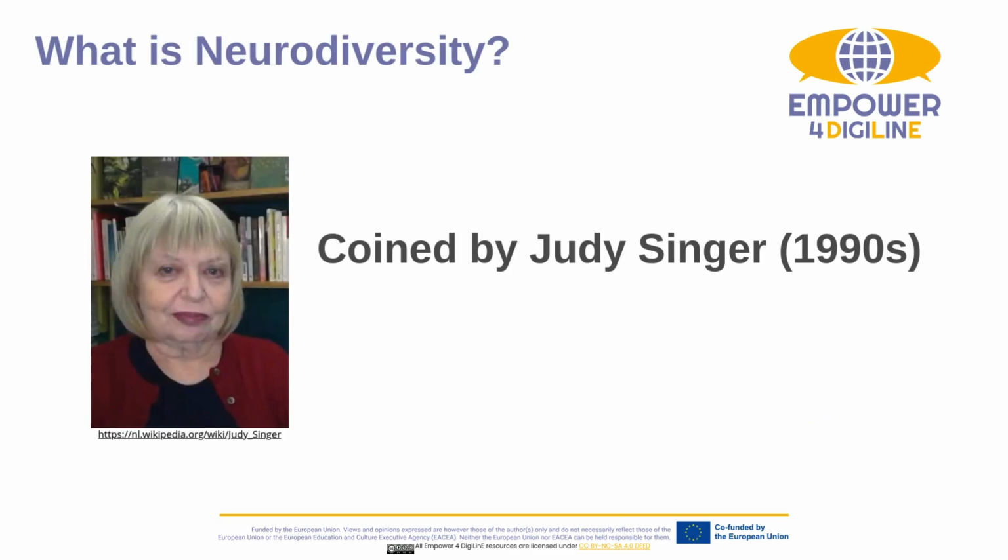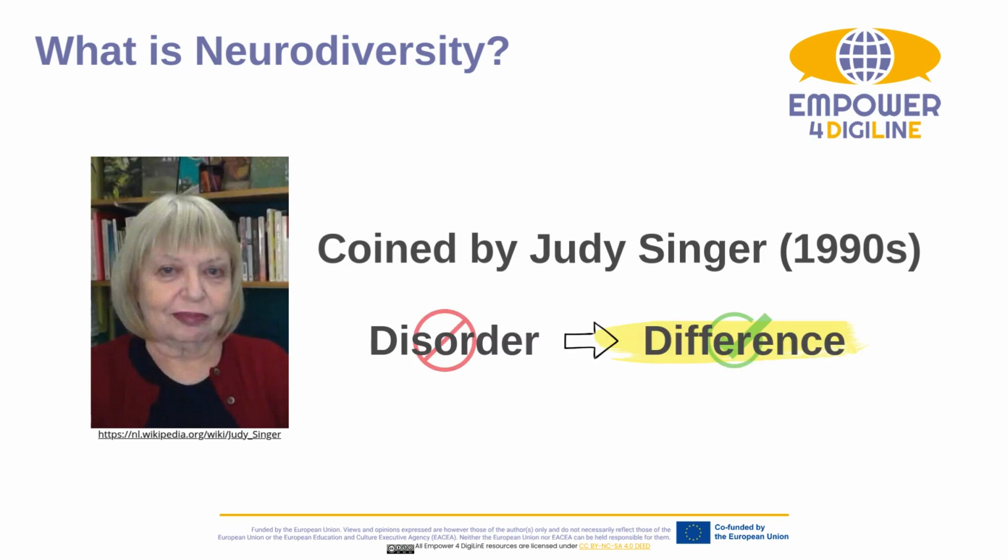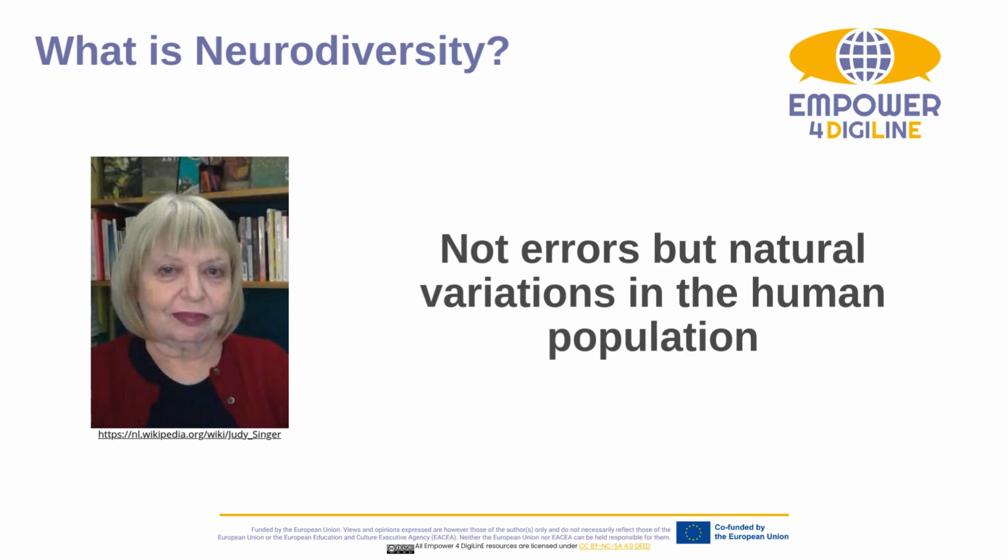The term neurodiversity was first coined in the 1990s by Judy Singer, an Australian sociologist who is autistic herself. She introduced this concept to challenge the traditional view that there is one normal way for a brain to function, and anything else is a problem. Neurodiversity shifts the focus from disorder to difference. It tells us that brain differences like dyslexia, ADHD, or autism are not errors, but natural variations in the human population. Just like biodiversity makes ecosystems more resilient, neurodiversity makes classrooms and society richer and more creative.